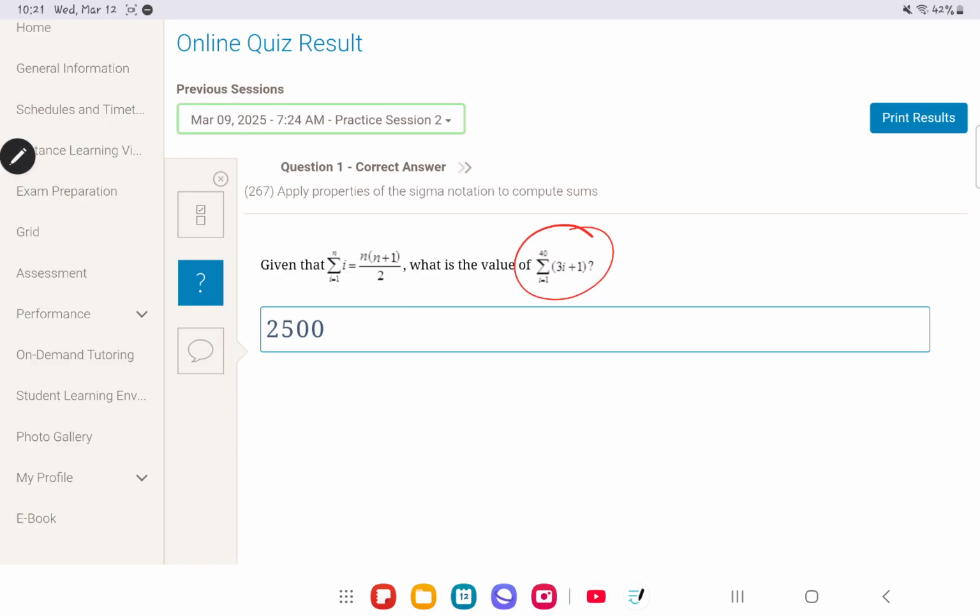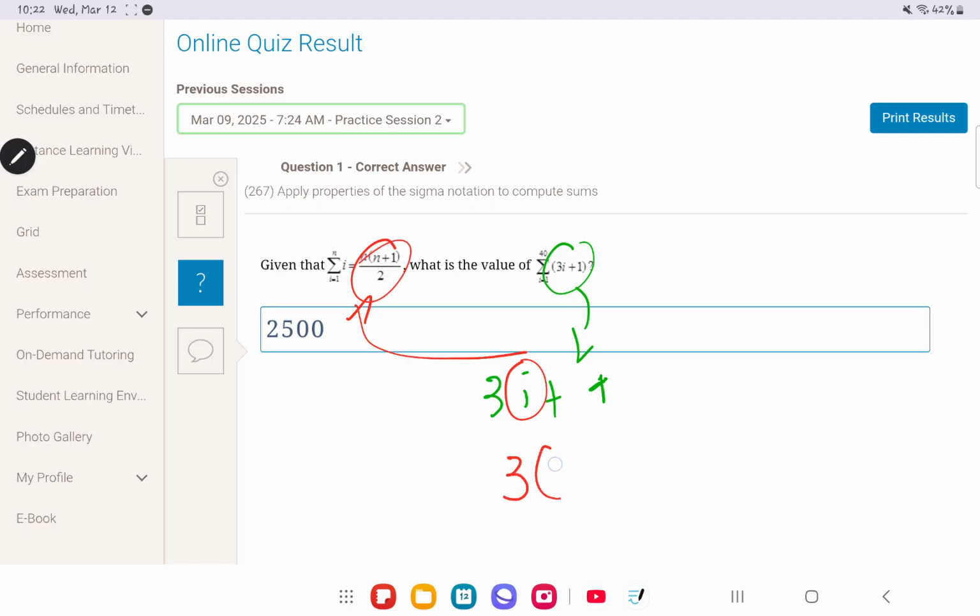So let us take this question as an example. Given sigma notation n, i equals 1, i is n times n plus 1 over 2. Okay, they need us to find the value of the sum to 40, i equals 1, of 3i plus 1. So what we are going to do in a case like this is take the value inside of the bracket, which is 3i plus 1. Now we are going to replace the i by the given equation over here. So it's going to be 3 times n plus 1 over 2 plus 1.